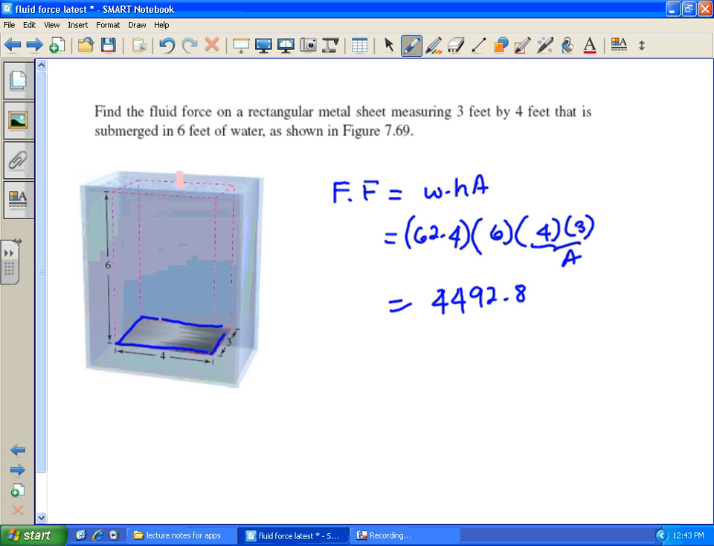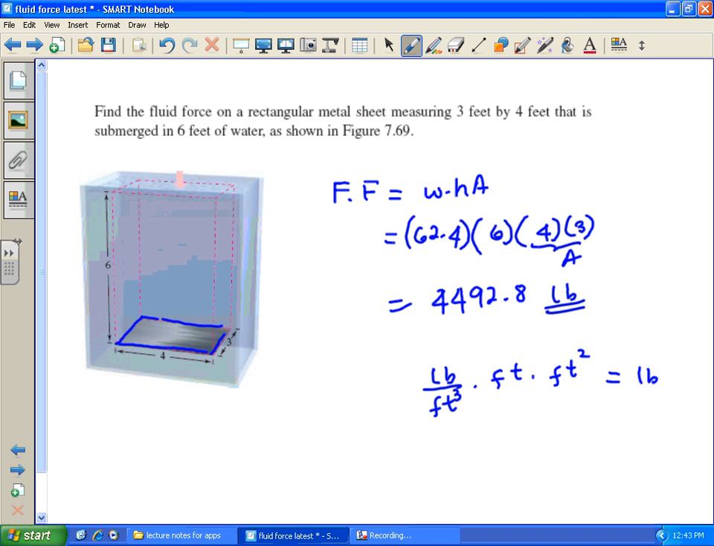Let's think about it. Weight of water is pounds per cubic feet. Depth is in terms of feet. Area is in terms of square feet. So what would be the resulting unit? On top you have cubic feet, on the bottom you have cubic feet, so you're going to be left with just pounds. So the answer is going to be in terms of pounds, and the unit of force we're going to use in this system is pounds.